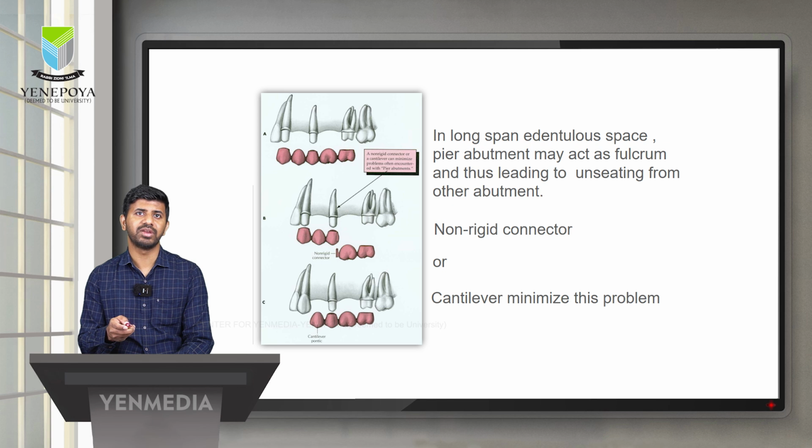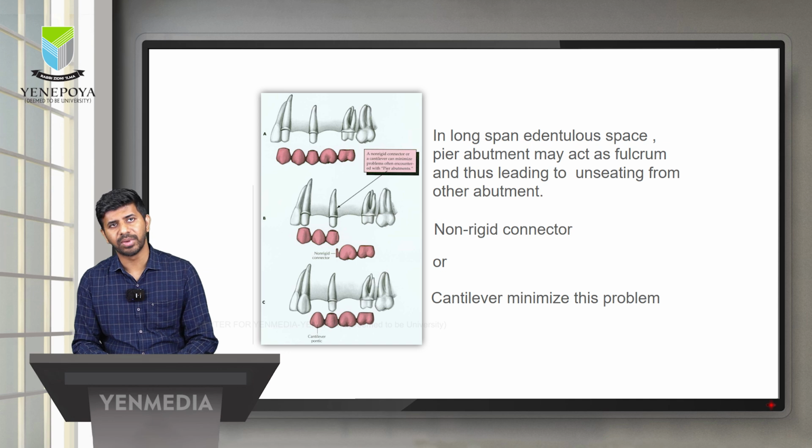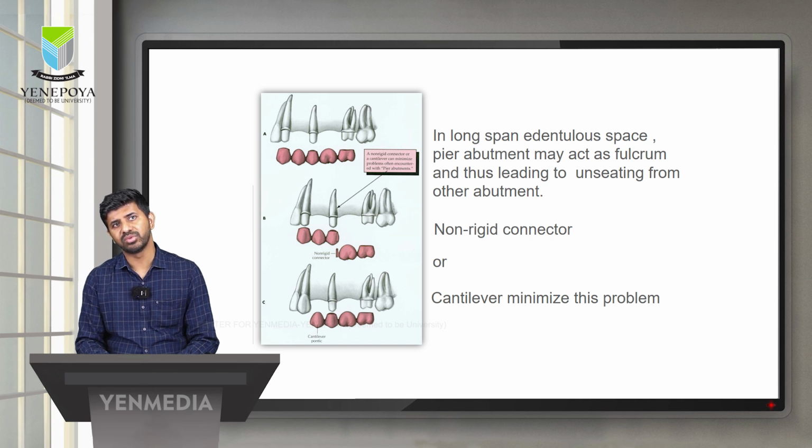Like we cannot have a straightforward prosthesis extending from one end to the other end, because what happens is the patient is biting, there could be movement or there could be lever effect in the pier abutment, and over a period of time the tooth can have some sort of movement as well. So we need to have something called as non-rigid connector.